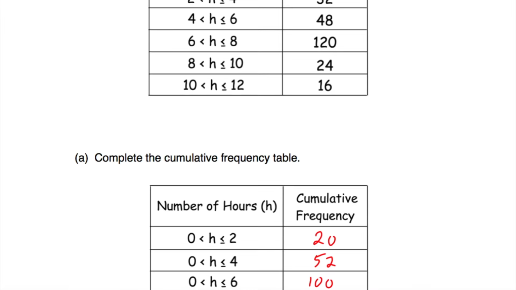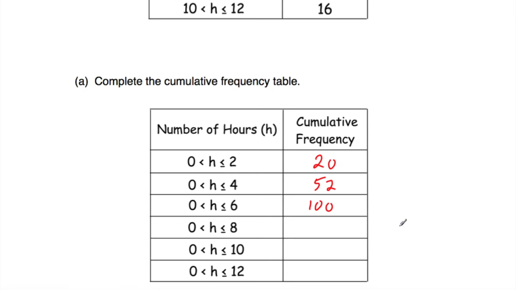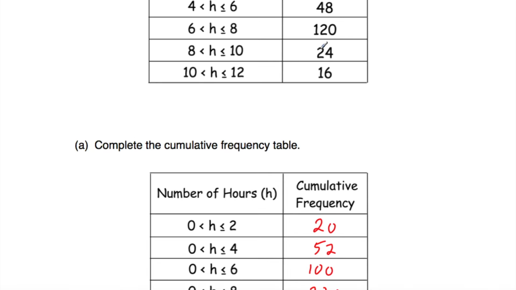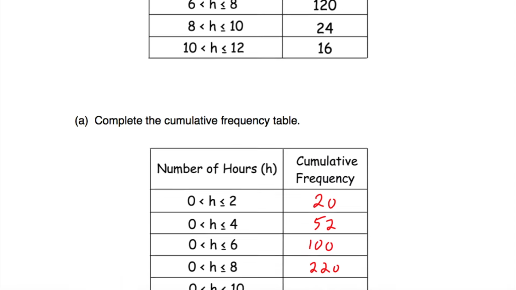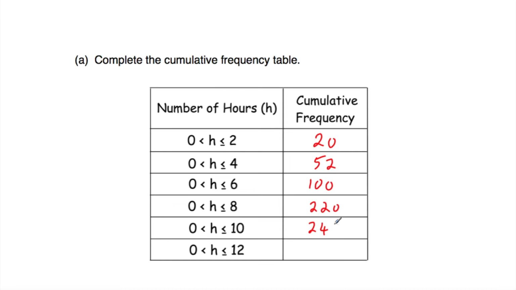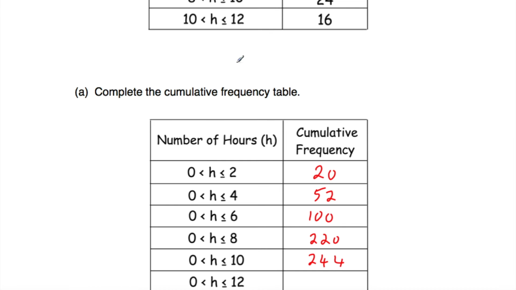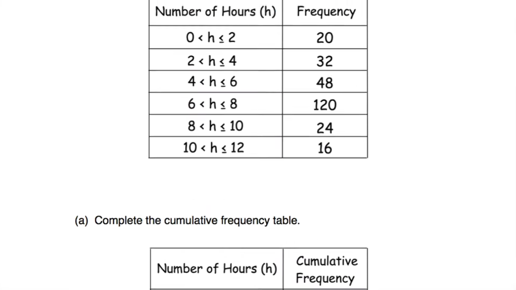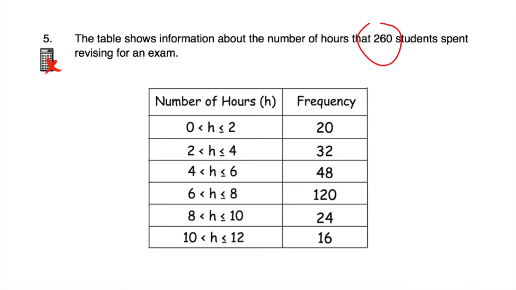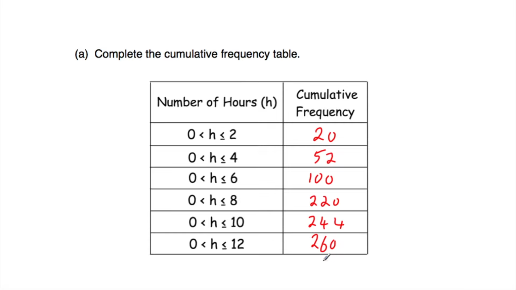Next we'll then add on the 120, so that'll be 220. Then we've got another 24, so adding 24 would be 244. And finally, we've got 16 more students between 10 and 12 hours, so adding on 16 would be 260. So we've completed the cumulative frequency table. And then if we have a look, 260 students. Yep, that matches what we've got there for total cumulative frequency.